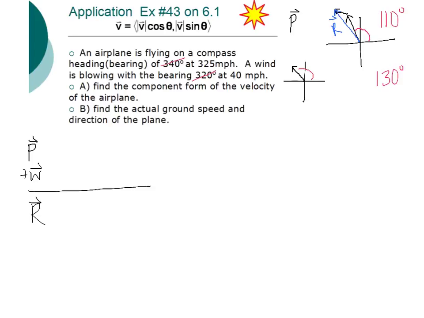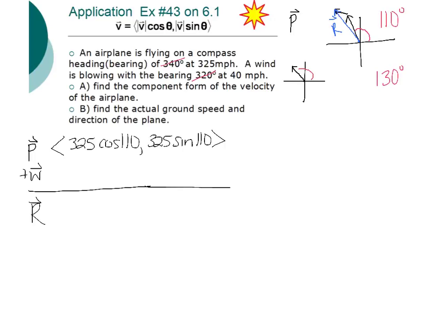The trick now is to write the plane vector like we learned how to write vectors using the information they give us, but we can write it in component form. We just throw the math in there as the component form. It's going to be the magnitude of the plane times the cosine of my directional angle. The magnitude of the plane was its speed, 325, times the cosine of the directional angle, 110. 325 sine 110.